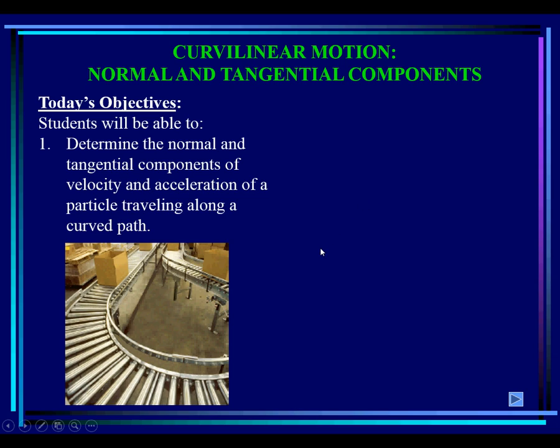We will be able to determine the normal and tangential components of the velocity and acceleration of a particle traveling along a curved path. Like in the example in here, we have a set of boxes that are going to go on this set of rollers on this curve, and obviously the boxes will be subject to curvilinear motion.